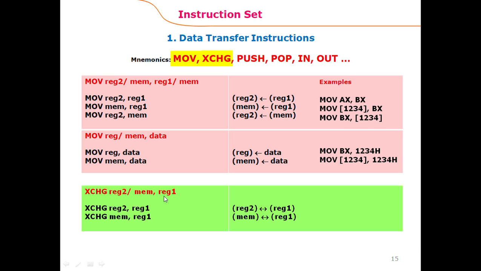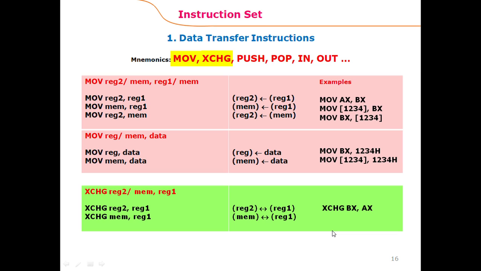The data from this register is moved to register 2 or this memory location, and the data from this register or memory location is moved to register 1. There are two types of instruction in this group. First is exchange register 2, register 1. In this form of instruction, only the register addressing mode is used. The source operand is register 1, the destination operand is register 2. So the data from register 1 is moved to register 2, and the data from register 2 is moved to register 1.